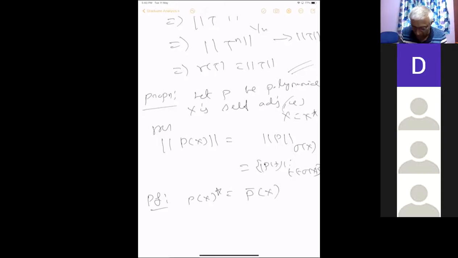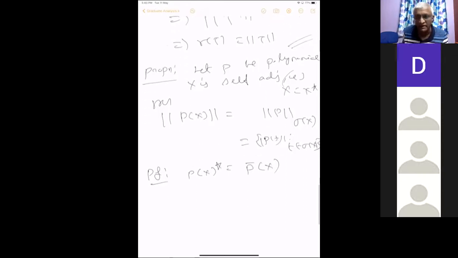This is true. P of x star is nothing but p bar of x. It's just the bar of the polynomial. Just take the bar in the coefficients, the conjugate of the coefficients.